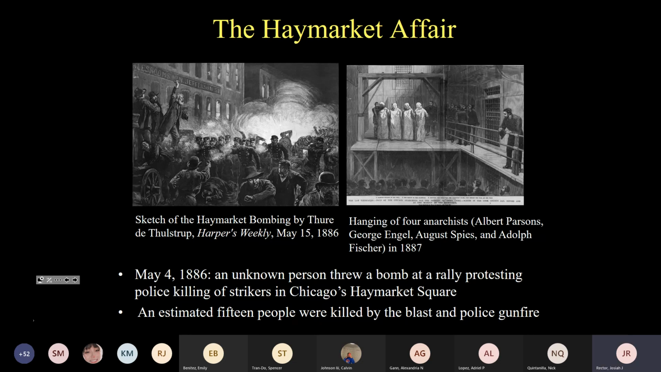Although they never found out who threw the bomb, these 4 people were hanged because they published incendiary literature, in some cases advocating that workers arm themselves and even have dynamite. But they didn't prove that they were behind the throwing of the bomb. And to this day, there is a dispute about who actually threw it.